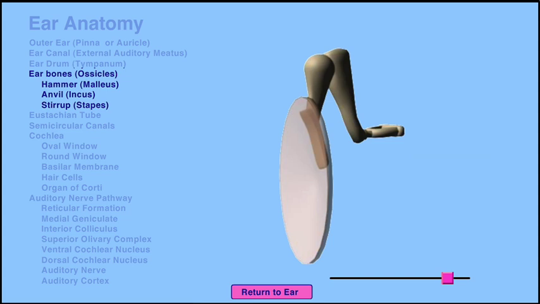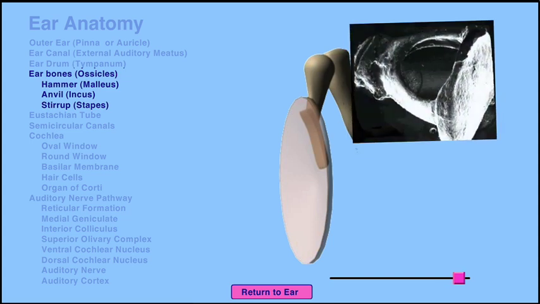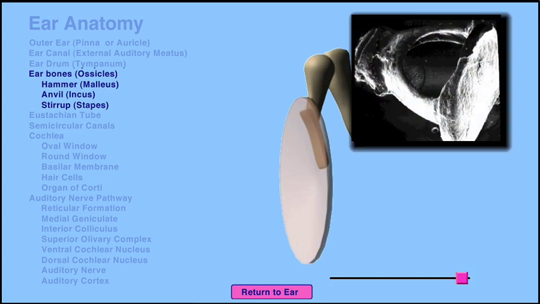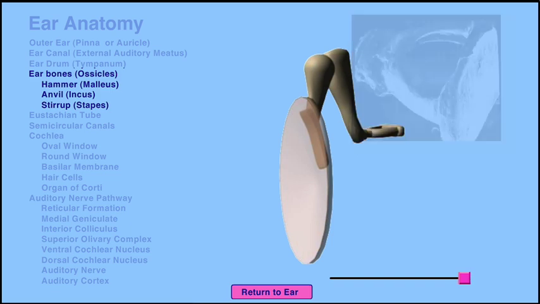Also, muscle actions of the ligaments supporting the ossicles combine to protect the eardrum from loud sounds. The microelectron photograph is of the stirrup, or stapes.